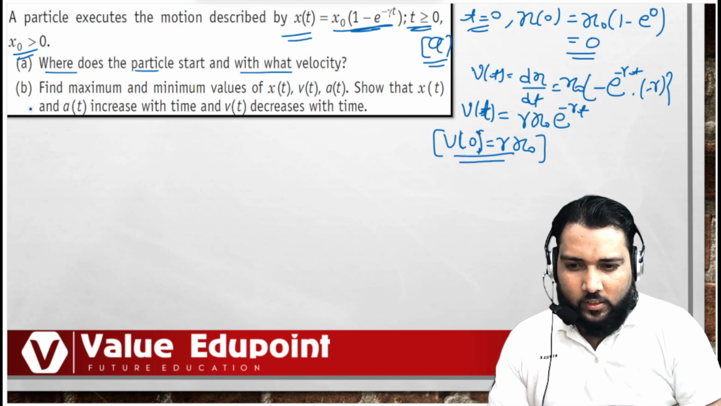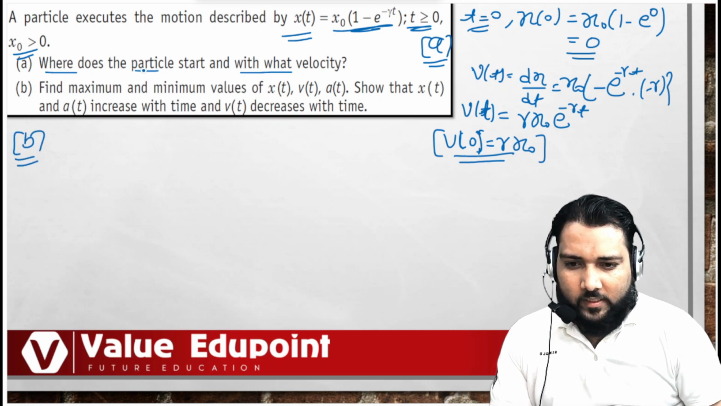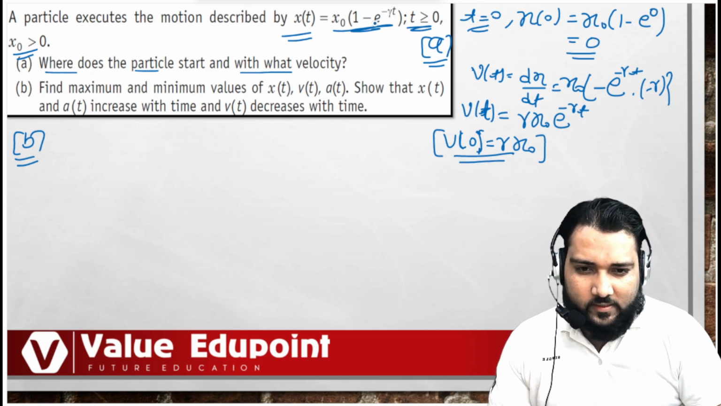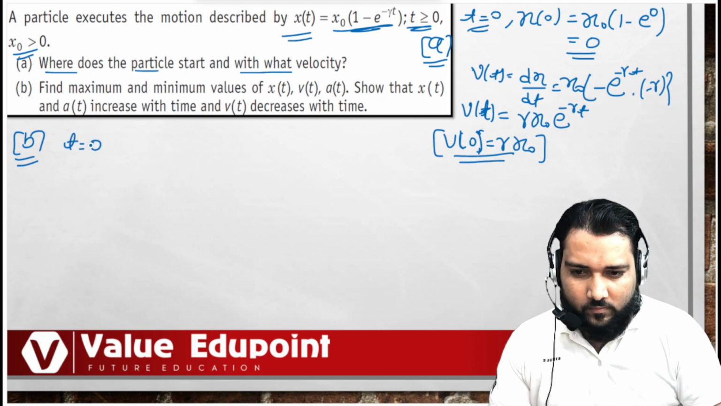Now we are discussing part B. Find the maximum and minimum values of x(t). Look at this guys, this is an exponential function. When you put t equals 0, this is giving the value x0. I'm talking about the first function, that is x(t).